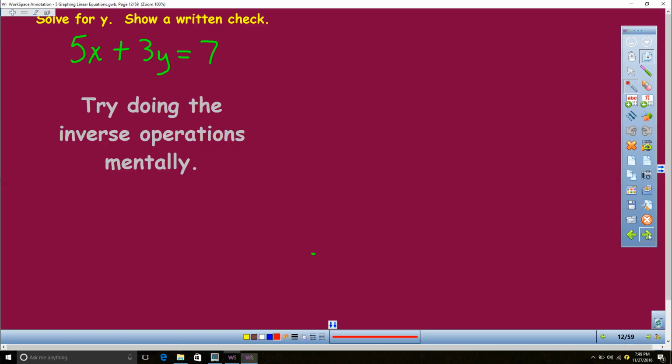In order to graph an equation, one of the skills that you need is to be able to solve the equation for y. Let's solve this equation for y. To solve for y, I need to get rid of the 5x. It's added to the y term, so I'm going to add the opposite. Then I'll need to get rid of the 3. It's multiplied, so I will divide.